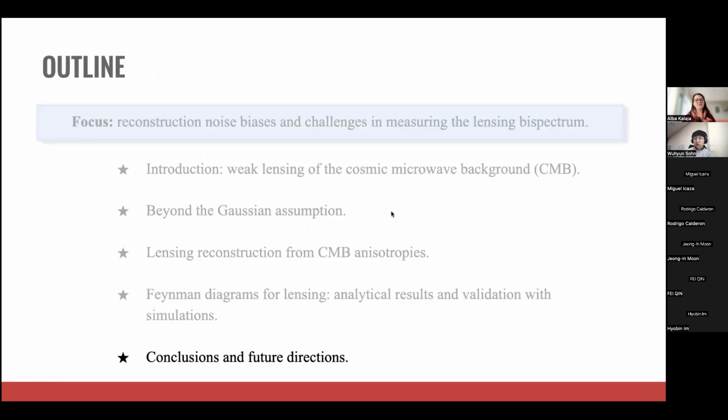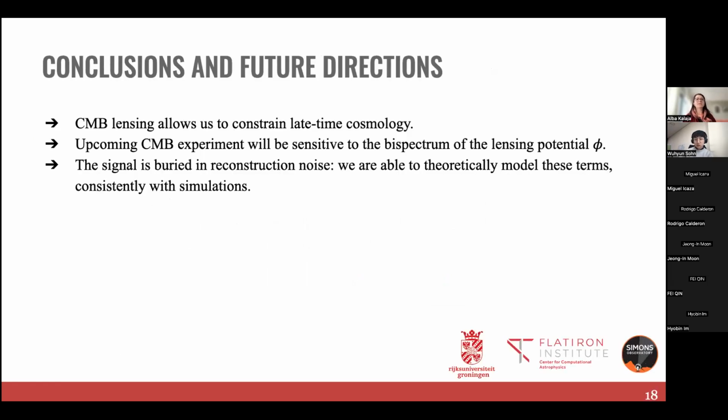So let me go to conclusions and future directions, because what we did so far was important to kind of open the door to the reconstruction of this signal. CMB lensing is important because it allows us to constrain late-time cosmology, and in particular, being able to detect the bispectrum will allow us to take a leap forward towards more precise constraints on cosmological parameters.